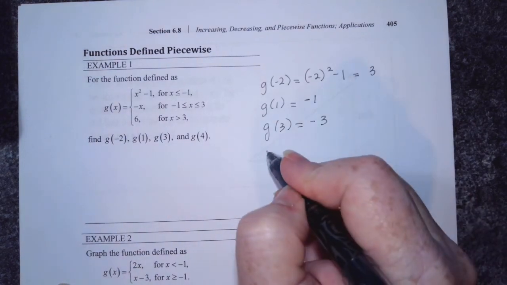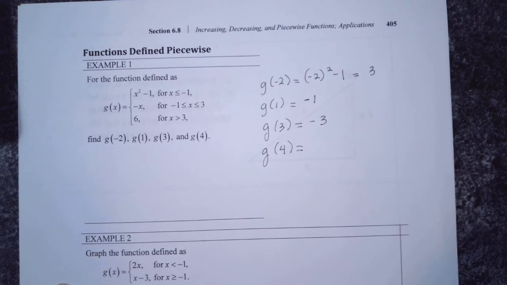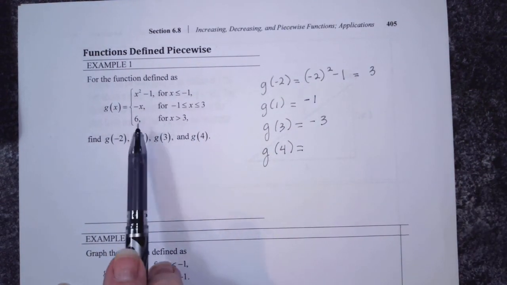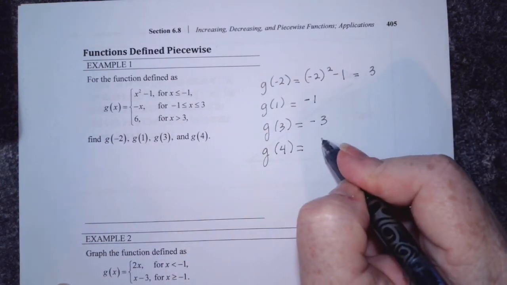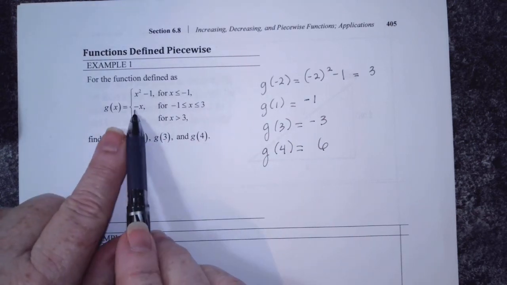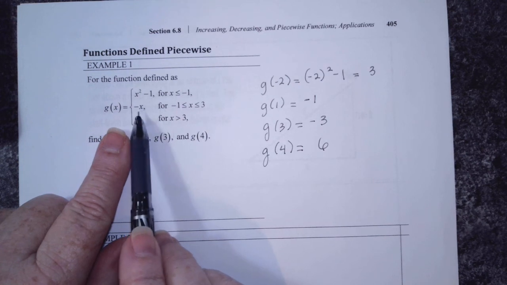And then last, we have g of 4. 4 is in the third interval for x's, so we would use the third formula. So g of 4 here would be just 6. Because the formula is g of x equals -x, when you replace x with 1 or 3, you get either -1 or -3.